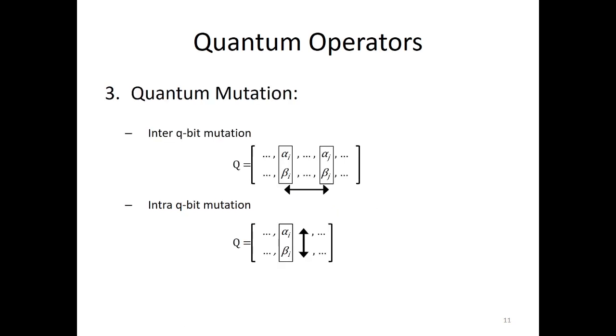The third operator is quantum mutation. Here we have two types of mutation: interqubit, in which we change the ordering of random qubits of a quantum vector, and the intraqubit mutation, in which we exchange the numbers alpha and beta of the same qubit.